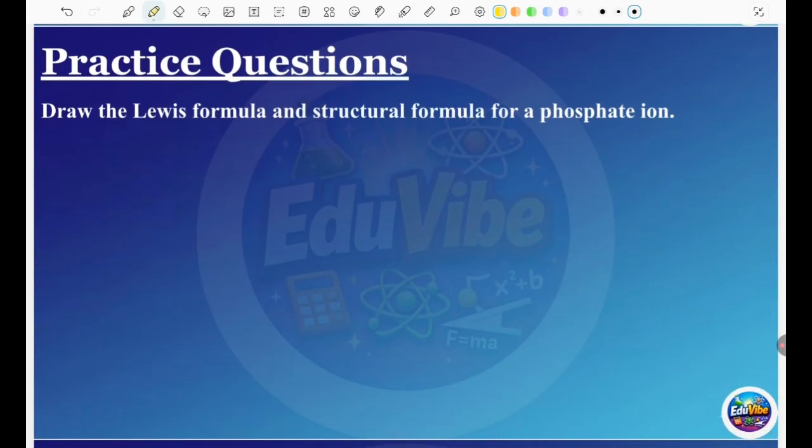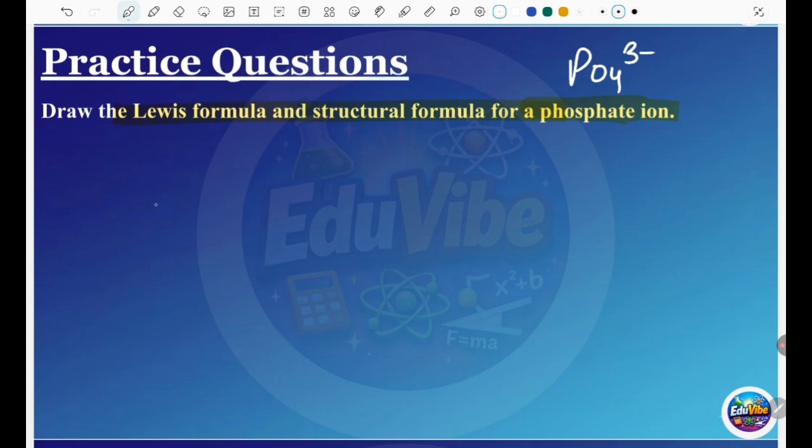Next, most important thing, the Lewis formula and the structural formula for the compounds. Here we have to make it for the phosphate ion. It is a very tricky thing we have to do in this. So for this, what is the formula for phosphate? Phosphate is a polyatomic ion. So we have PO4 3 negative.